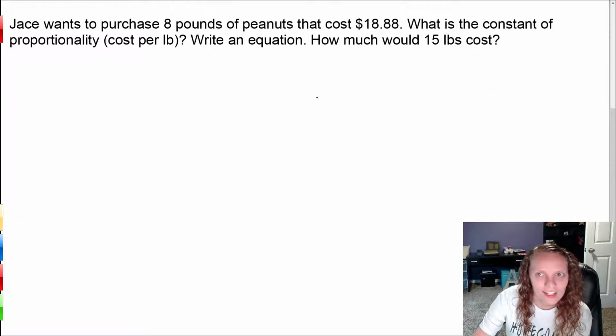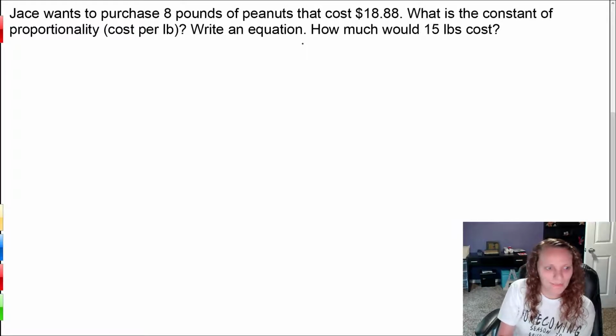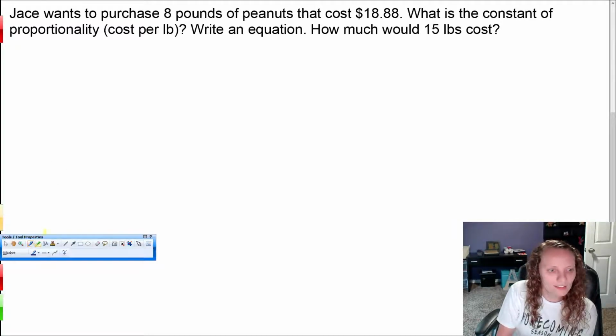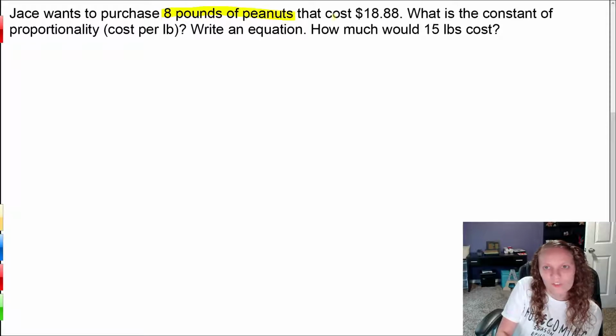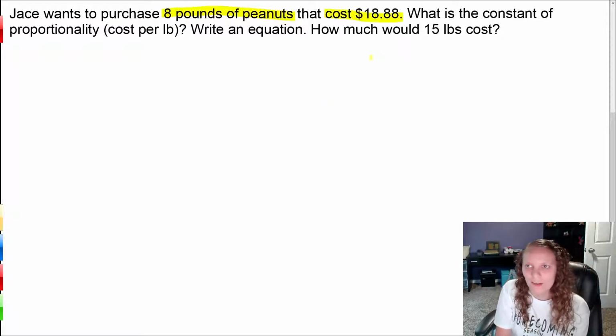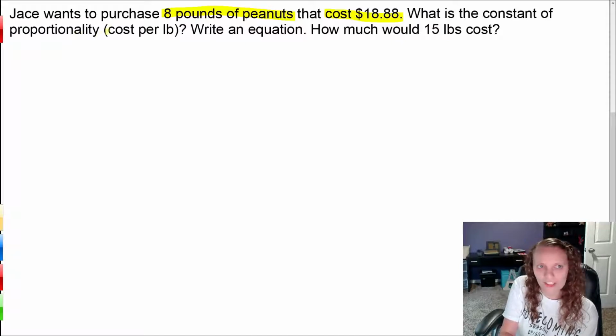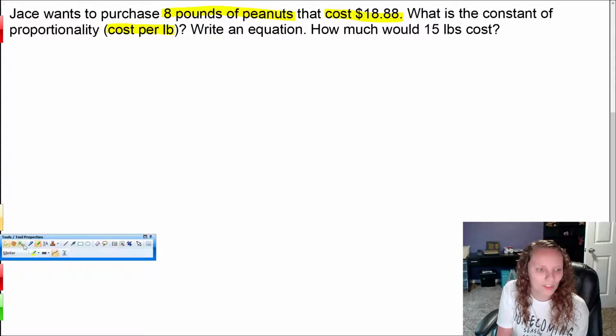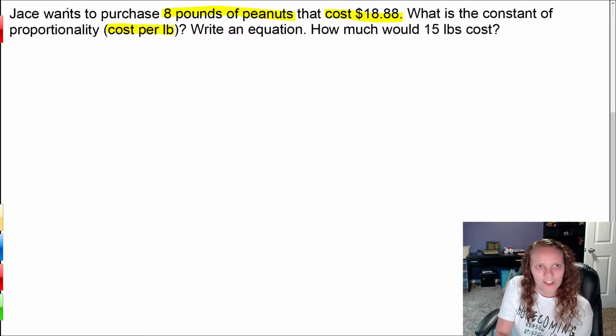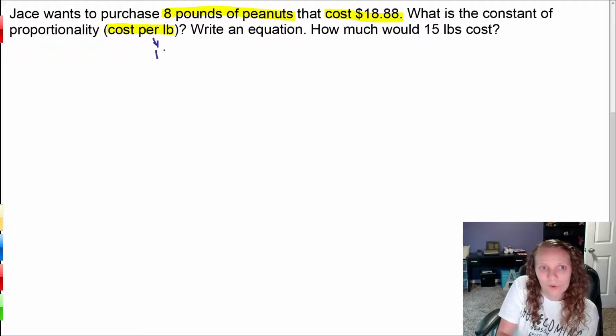Alright, let's try the next one. Jace wants to purchase 8 pounds of peanuts for $18.88. What is the constant of proportionality? Basically, what's the cost per pound? Again, we have to write an equation, and then we are going to predict. So Jace wants to purchase 8 pounds of peanuts for $18.88. For the constant of proportionality, or the cost per pound, remember we need to break it down into 1 pound. Well, we know that 8 pounds is $18.88.